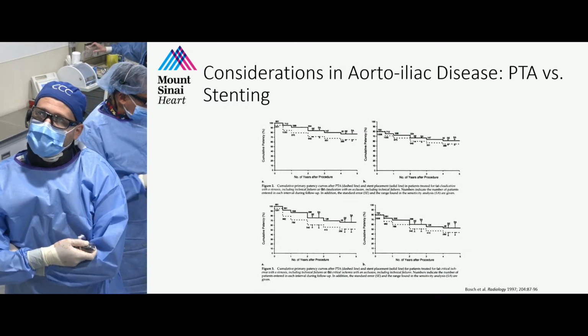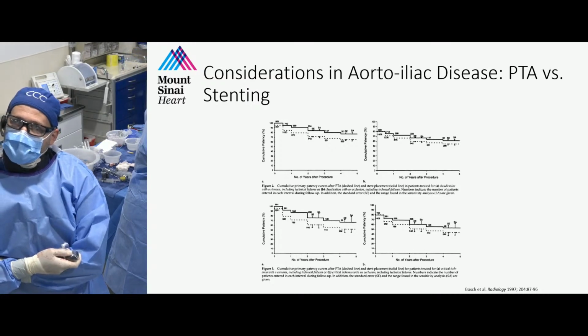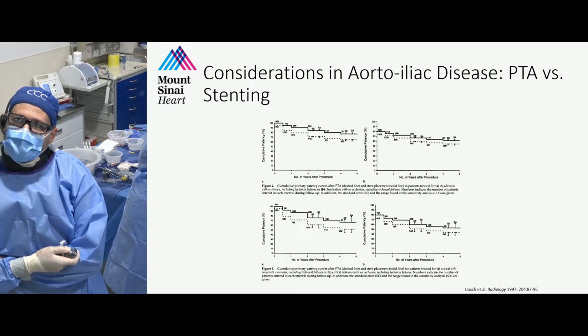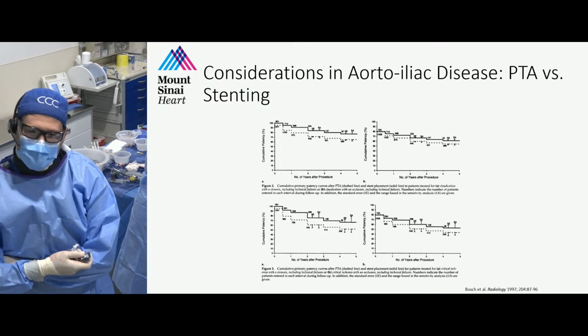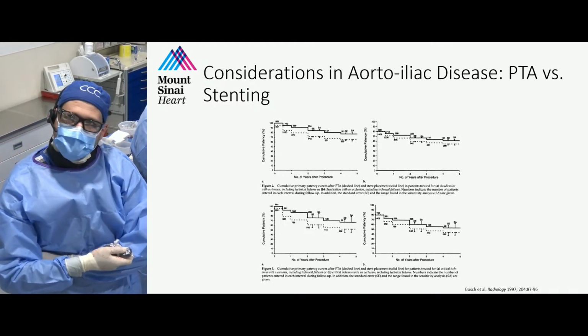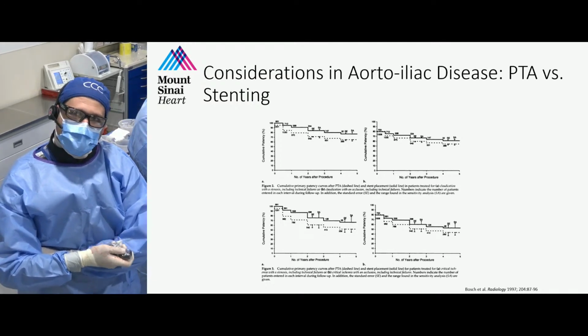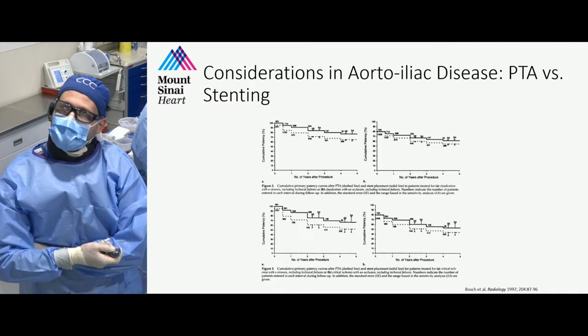Other meta-analyses have suggested that primary stenting gives you slightly better patency outcomes as you go years out from the procedure. And so the consensus now is generally, especially as lesions get more and more complex, we're going to reach for a stent more often than not.